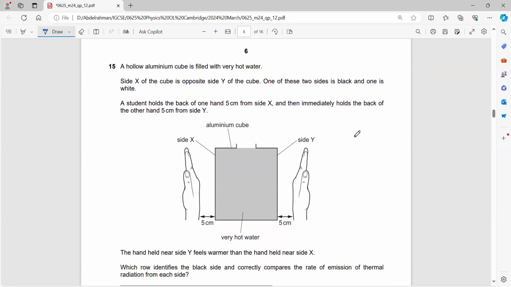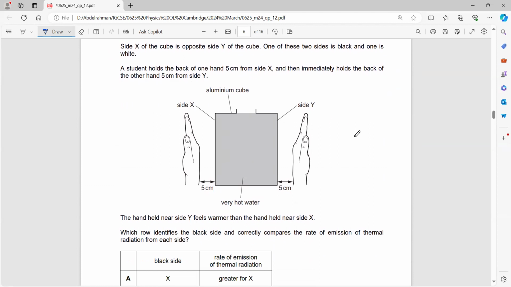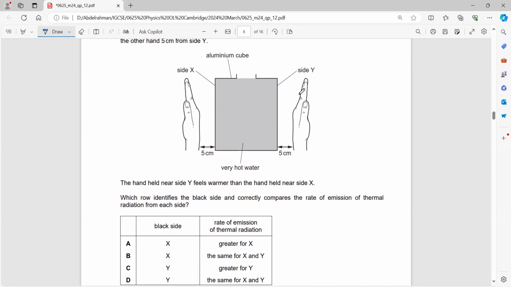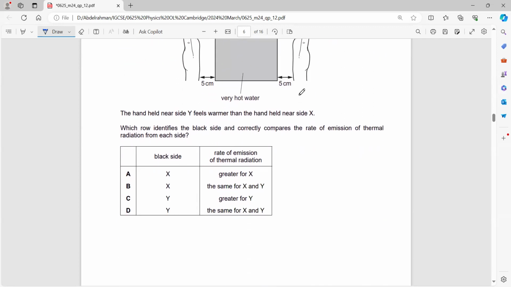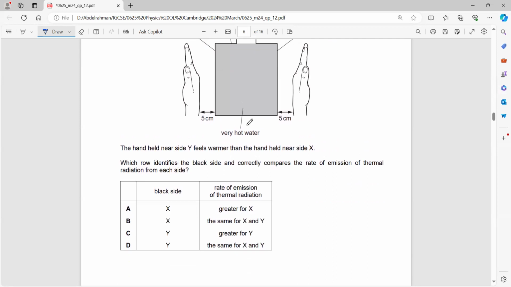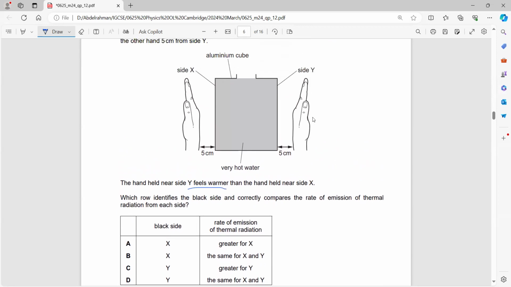A hollow aluminum cube is filled with very hot water. Side X is the opposite of side Y. One of them is black and the other one is white. Then you have your hands on both sides. The hand held near Y feels warmer than X. So Y feels warmer than X.